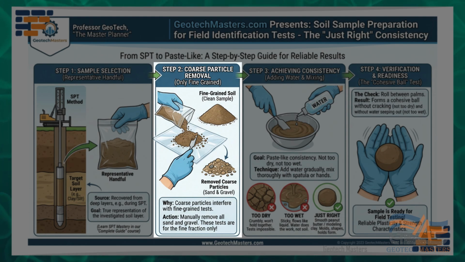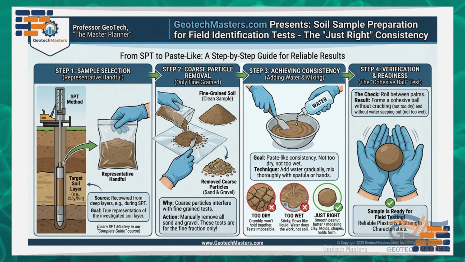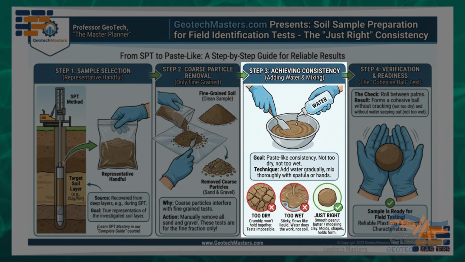Now that we have our clean, fine-grained soil sample with all the coarse particles removed, we need to prepare it to the right consistency for testing. This step is critical because the moisture content directly affects how the soil behaves during our field tests. We add water gradually to our fine-grained soil sample and mix it thoroughly using a spatula or our hands. The goal is to achieve a paste-like consistency, not too dry, not too wet, but just right.